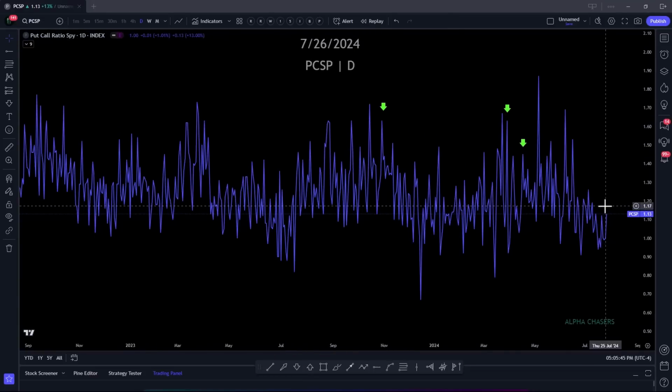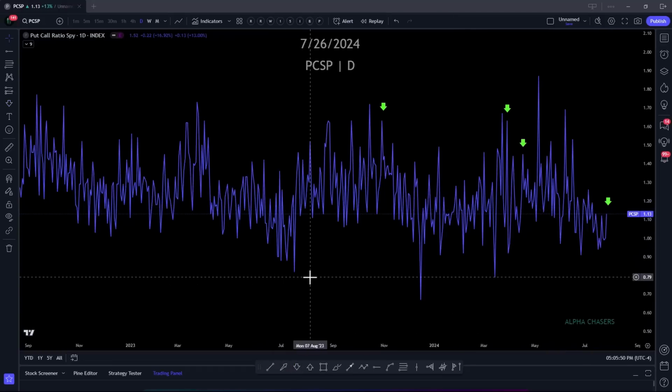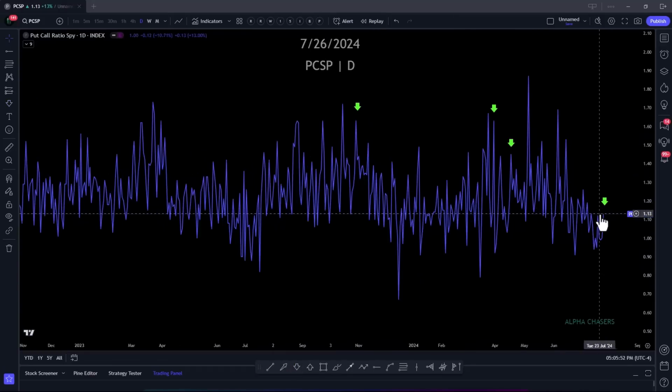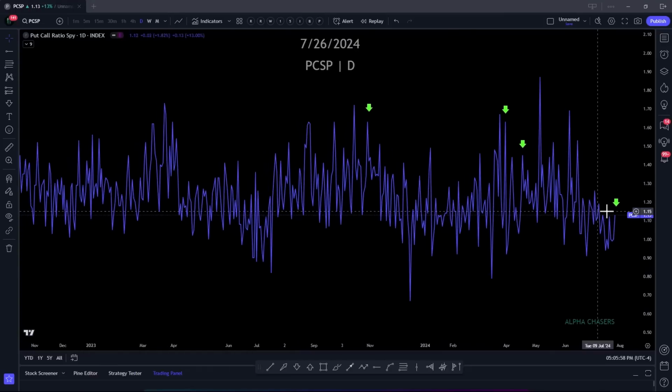All right? No one cares. Like, I hate to say it like that, but no one's panicked. No one feels the need to protect themselves. No one's buying puts. And this kind of lackadaisical tells you that there's usually more to go. It usually tells you there's more to go.